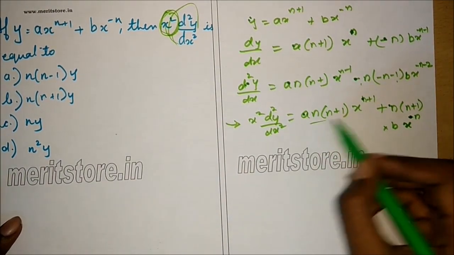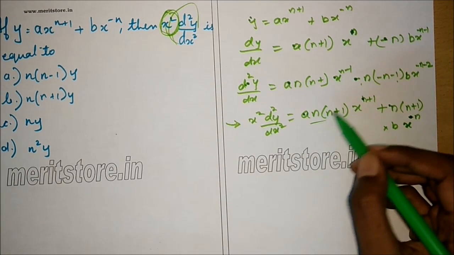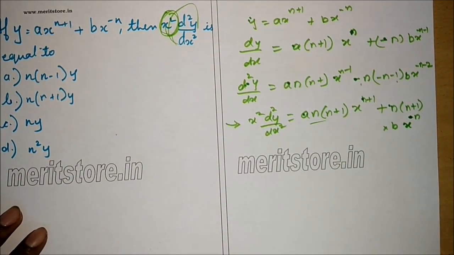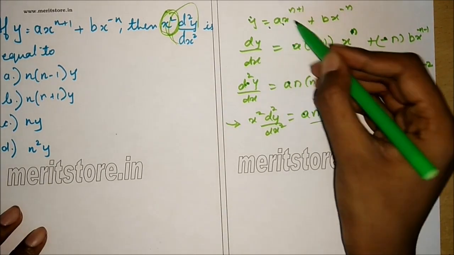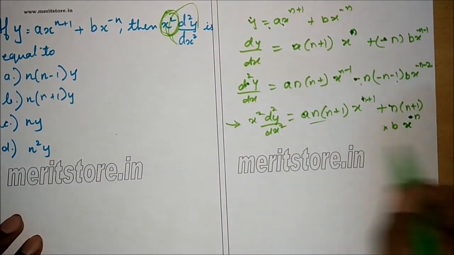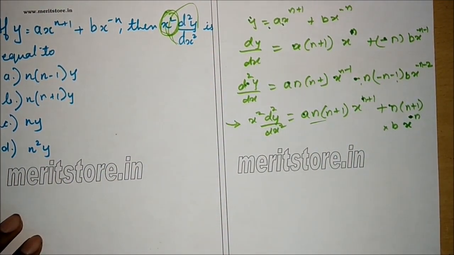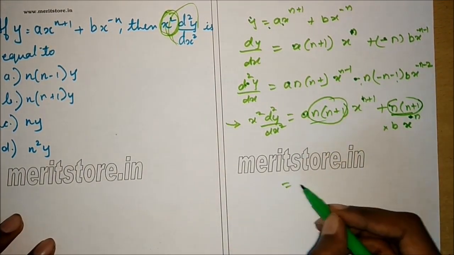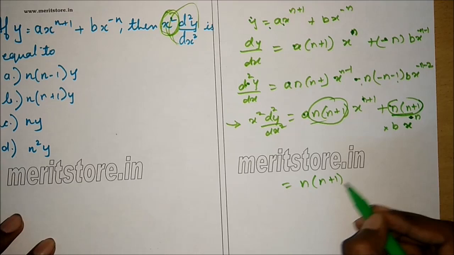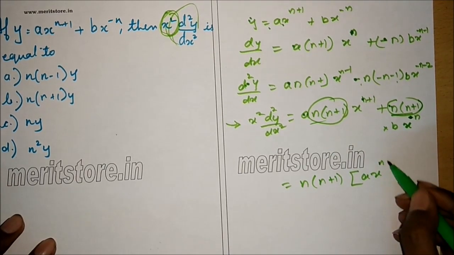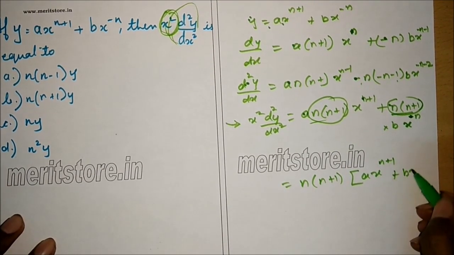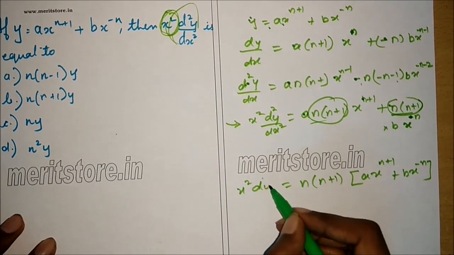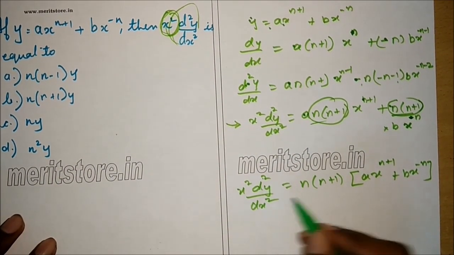So we have to substitute these arbitrary constants in terms of y. So what we have is, first we take n into n plus 1 common, this term common. So we get n into n plus 1 into ax raised to n plus 1 plus bx raised to minus n, which is equal to x square d2y by dx square. So we took this common.